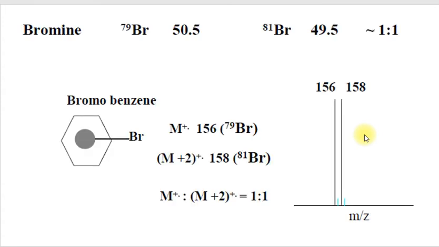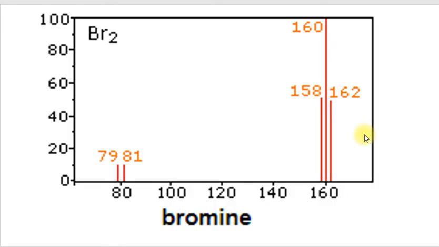Now let's consider another example. Here you have bromobenzene, and also here you will have M plus and M plus 2 peaks in the molecular ion peak region. As you can see here, the mass 156 is due to bromine 79, and the mass 158 is due to bromine 81, and these are of equal heights in the ratio of 1 to 1. Now here is a dibromo compound. Here is a bromine molecule.